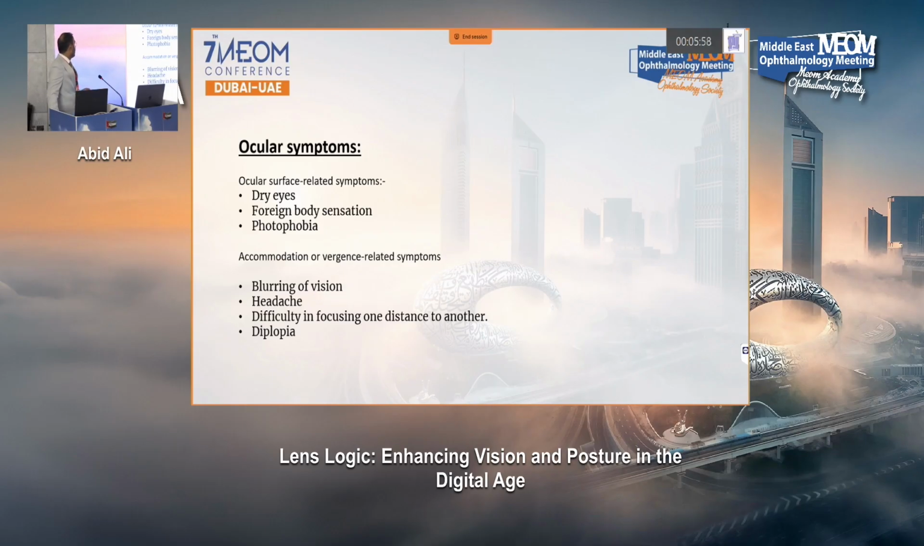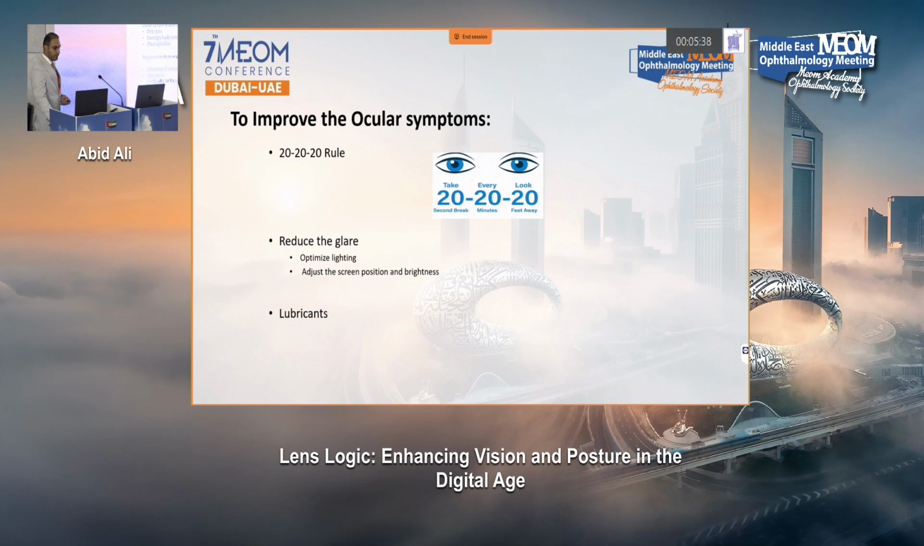The second ocular symptom is the accommodation and vergence related symptom. Prolonged sustaining of the muscles on one gaze causes blurring of vision and headache. Sometimes, in the worst condition, if you work a long time in a static position, it makes it difficult to focus from one gaze to another gaze. And in severe cases, it can also cause diplopia.